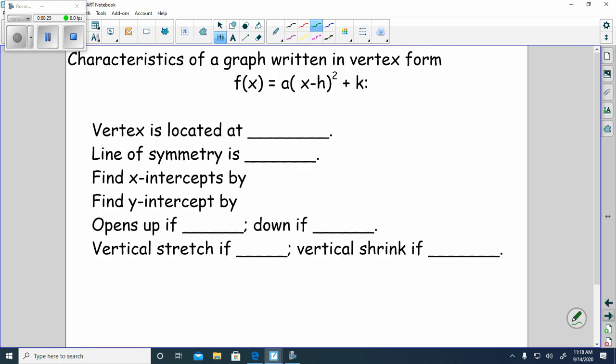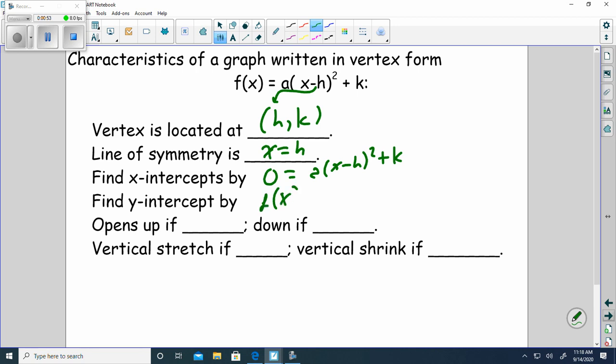So the first one: what characteristics does this have in vertex form? The vertex is at our h comma k value. Note that that is an opposite sign there. The line of symmetry is x equals h. For the x-intercepts, I would plug 0 in for f of x and solve the rest. You might have to factor it. For my y-intercept, I would plug 0 in for my x value and see what we get from there.